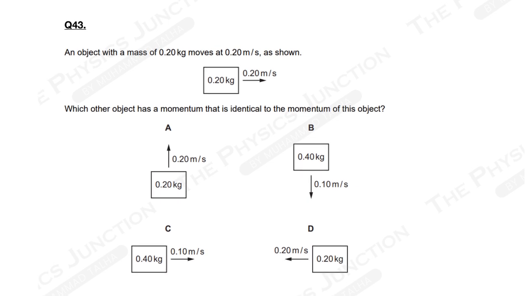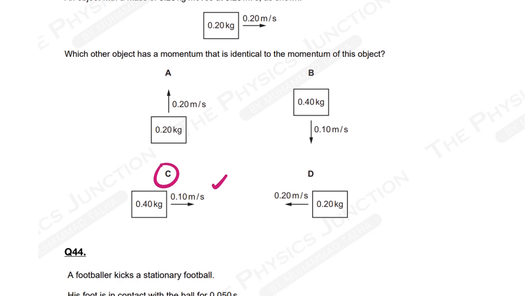Question number 43. An object with a mass of 0.2 kg moves at 0.2 meters per second as shown. Which other object has a momentum that is identical to the momentum of this object? Identical means not only is the magnitude the same, the direction must also be the same. So the only one which has the same direction is this. It must be this. And 0.2 times 0.2 is the same as 0.4 times 0.1. So you didn't even have to bother with the other three.